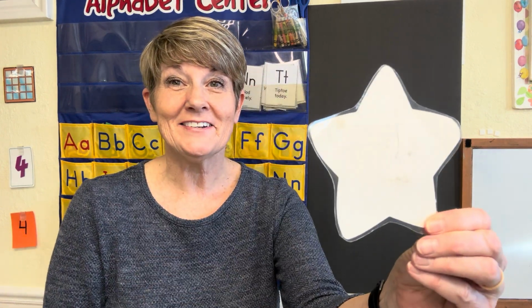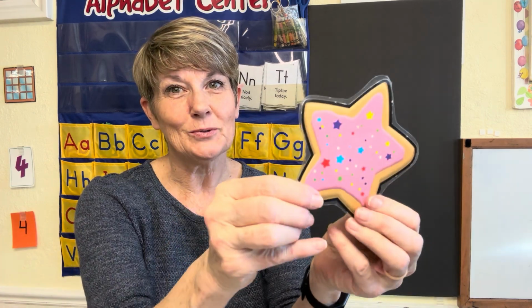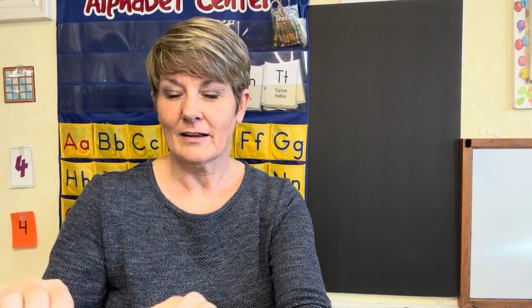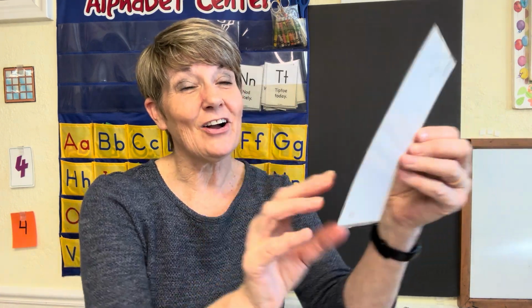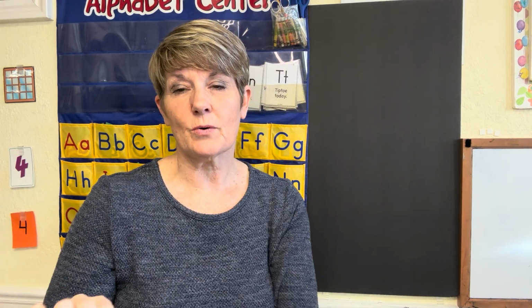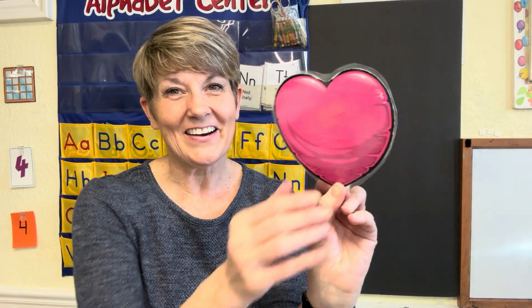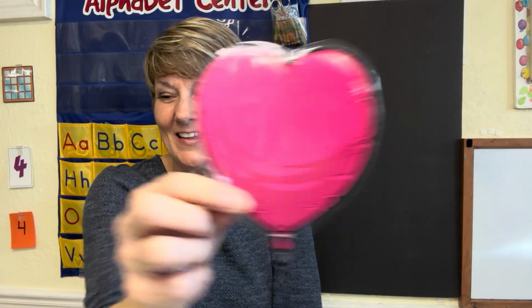What shape is this one? Star. Ooh, that's a cookie star. What shape is this one? A rectangle. It's a rectangle door. All right, let's try this. You can know this shape is going to be so easy. A heart. Very nice. This is a heart balloon. Can you see where the balloon string would go on there? That would be a heart balloon.